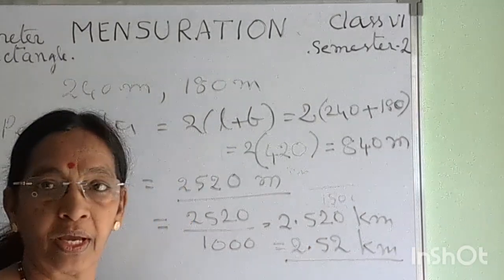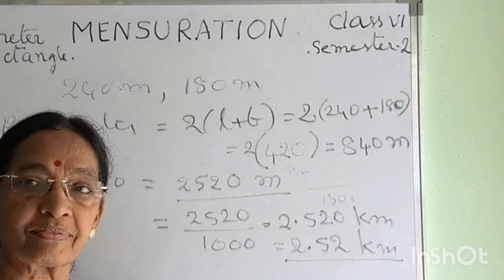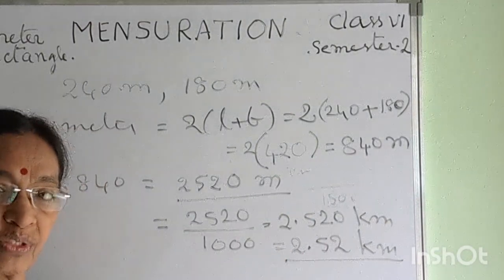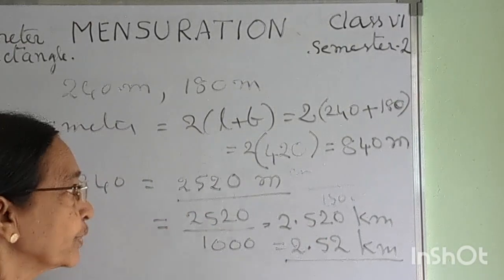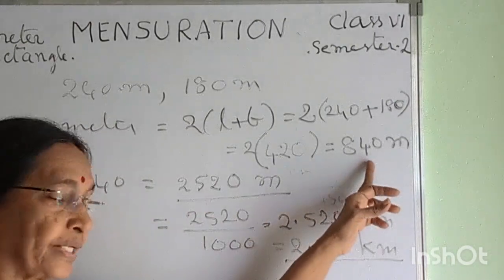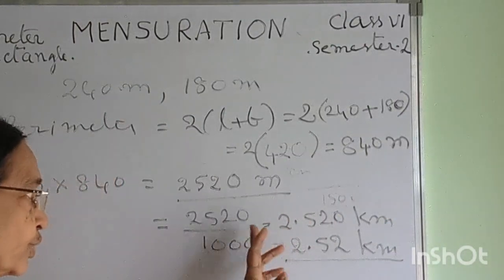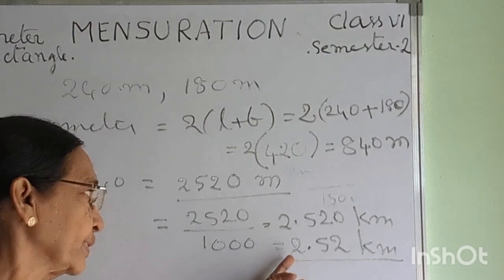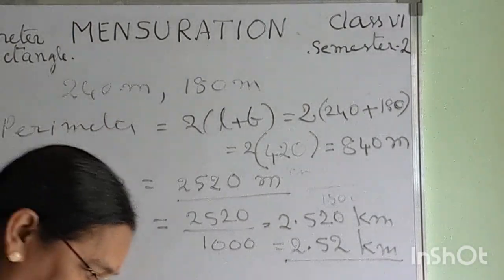Therefore farmer needs 2.52 kilometers of the fencing because he wants to put 3 rounds. So if he puts 1 round, he needs only 840 meters. So for 3 rounds he needs 2520 meters, that is equal to 2.52 kilometers.